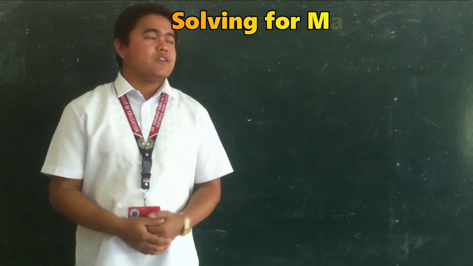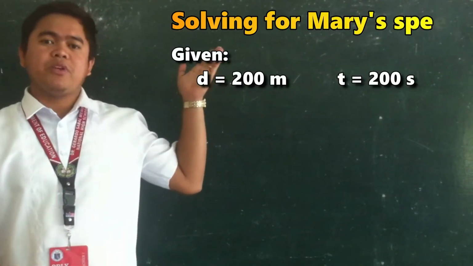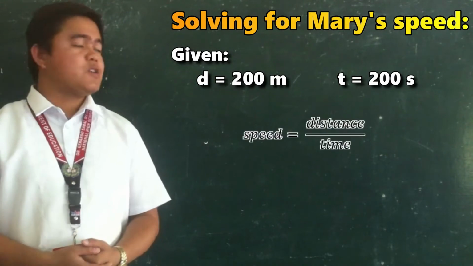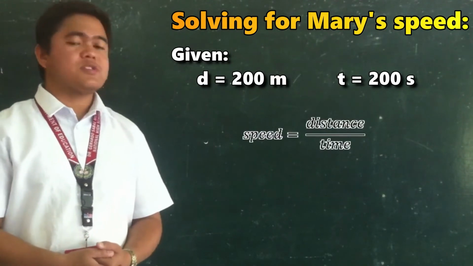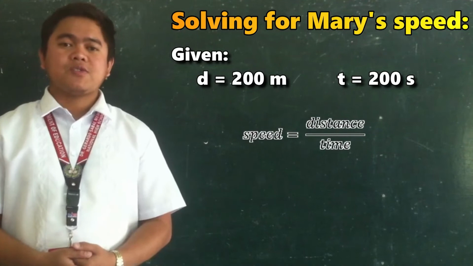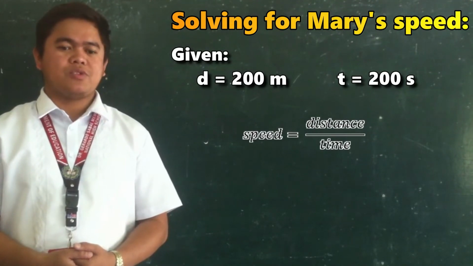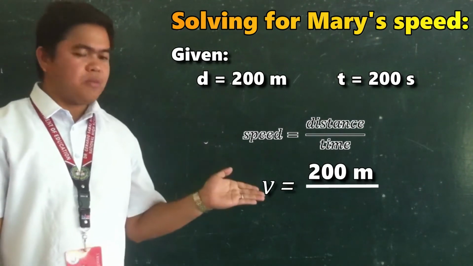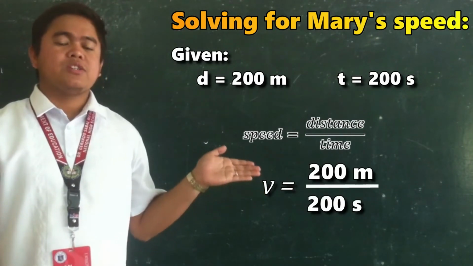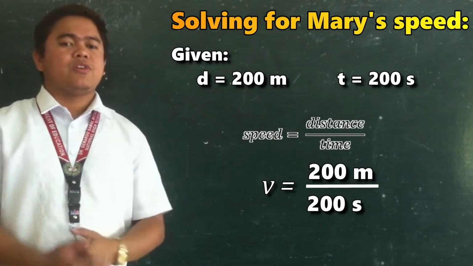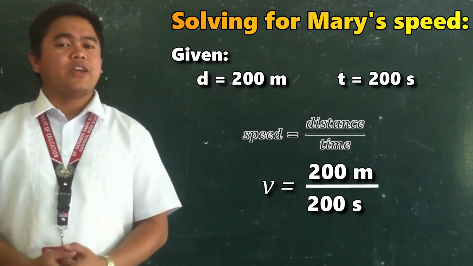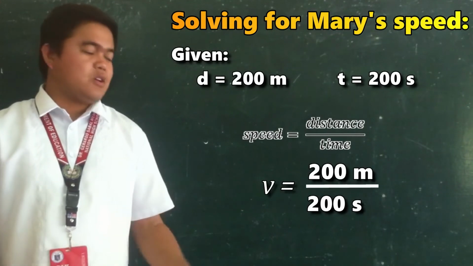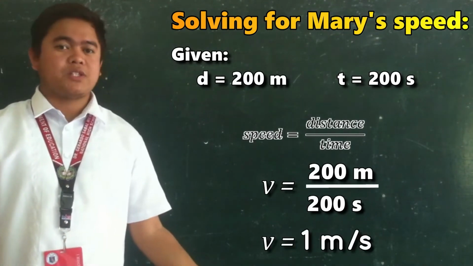We have the given distance is 200 meters and the time is 200 seconds. Using the formula speed is equal to distance over time, let's substitute the values. So we have 200 meters divided by the time, which is 200 seconds. So dividing 200 meters by 200 seconds will get the speed of 1 meter per second.